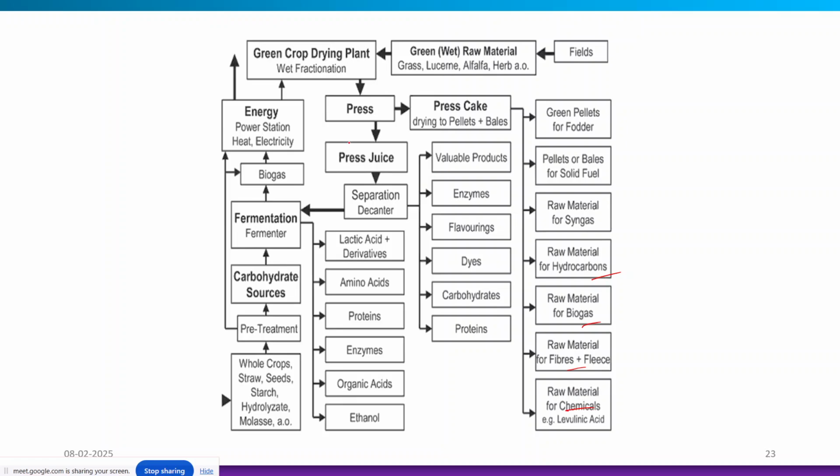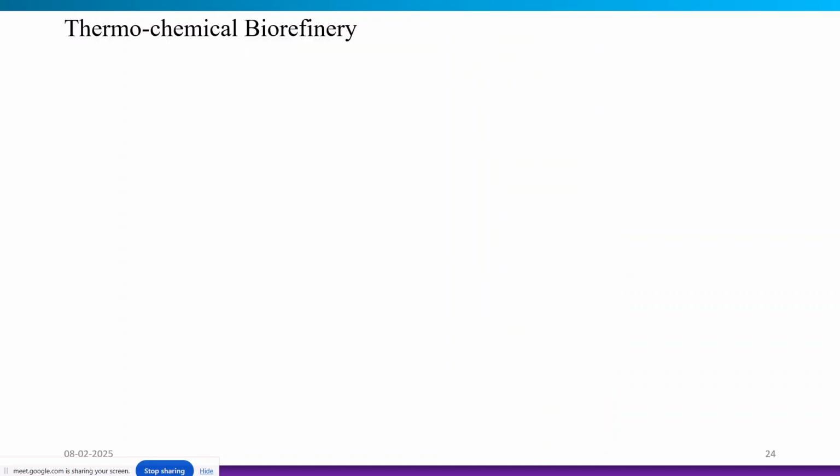And for the press juice, that is rich in other proteins and soluble sugars. So these are further separated or decanted and or other gone for the fermentation, and this kind of things, also lot of chemicals can be produced. So this is the whole potential for the green biorefinery.